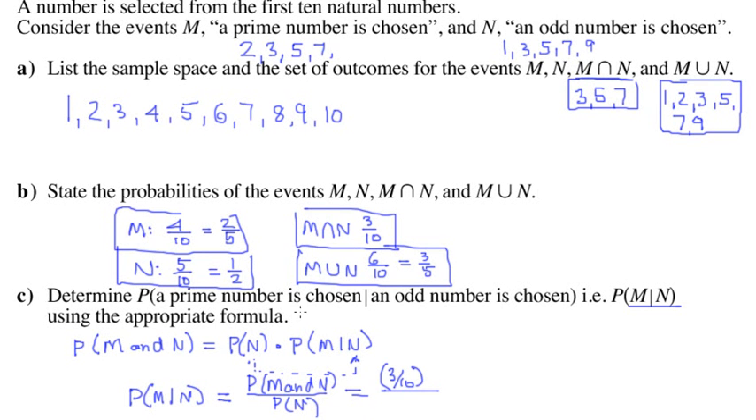And the probability of just n is 1/2. So that's 3/10 times the reciprocal, 2/1. That cleans up to 3/5. So 3/5 is the probability of m given n. In other words, if I tell you a number is odd, the chance that it's prime is 3 out of 5.